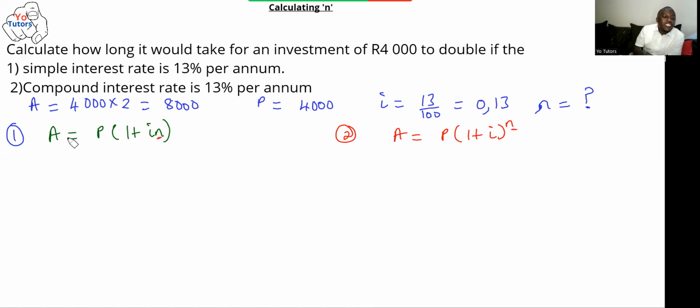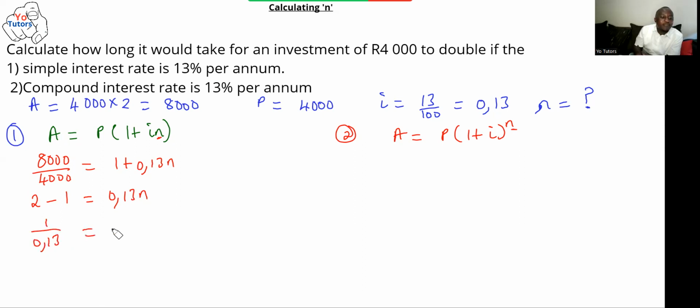Now, what are we going to do? Let's divide both sides here. If we divide 8,000 by 4,000, we'll get 2. So here it's going to be 1 plus our I, 0,13 N. That's what we get there. So 2 minus 1 is going to be equal to 0,13 N. Then we divide 1 by 0,13, which is equal to N.